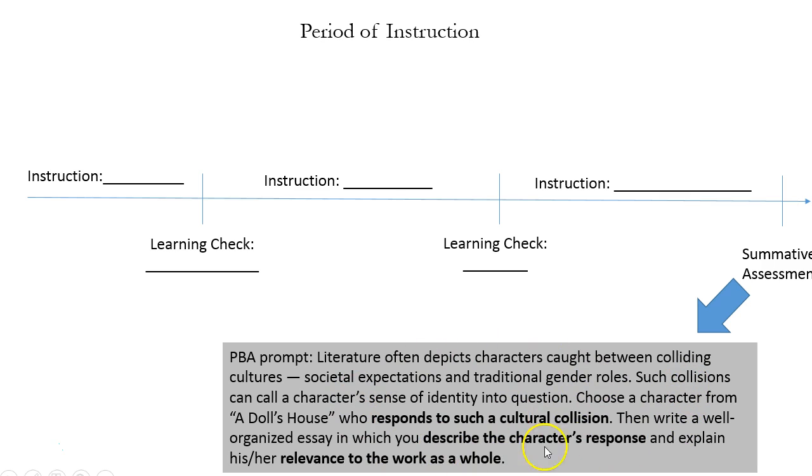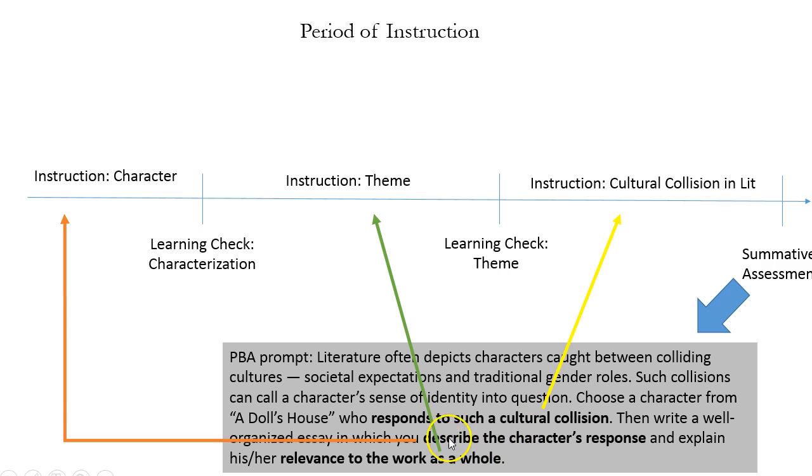We had to think about how to break this down and what it means. For us, responding to a cultural collision meant making sure that kids understood what that looked like in literature, and maybe we would transfer that skill with another short story and bring it back to their analysis of A Doll's House. Describing the character's response meant we needed to look at character growth and characterization throughout the play. And the relevance to the work as a whole spoke to theme, right, and the author's message throughout the text. So those became our three key areas of instruction.